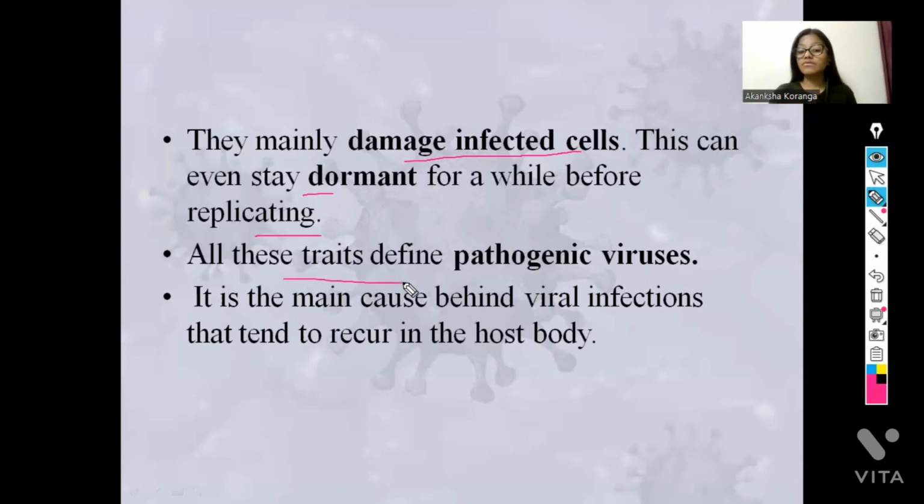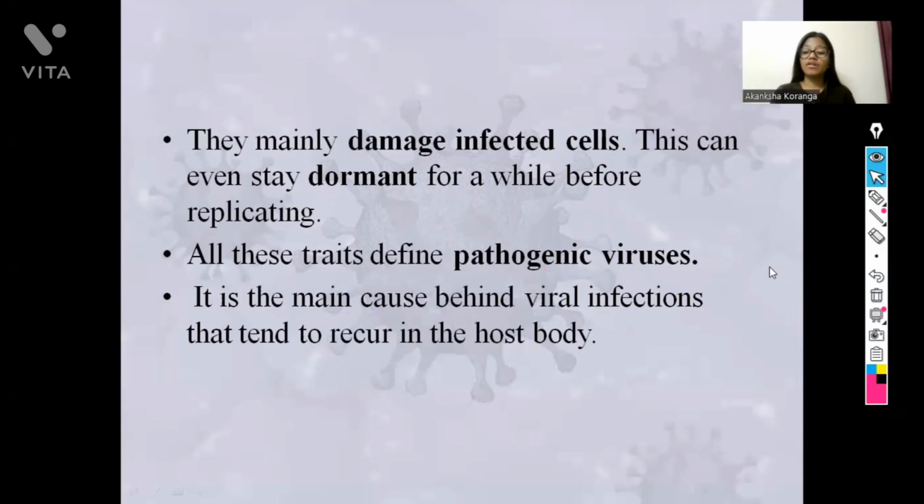All these traits define pathogenic viruses. The traits that we read, like entering the host body, multiplying, taking up the resources, and damaging the infected cells, make the virus pathogenic, meaning harmful for the host body. This is the main cause behind viral infections, like the common cold we see in humans, and they tend to reoccur in the host body. So here we are done with the information about viruses.